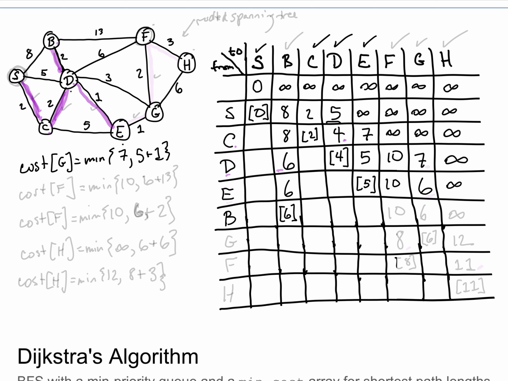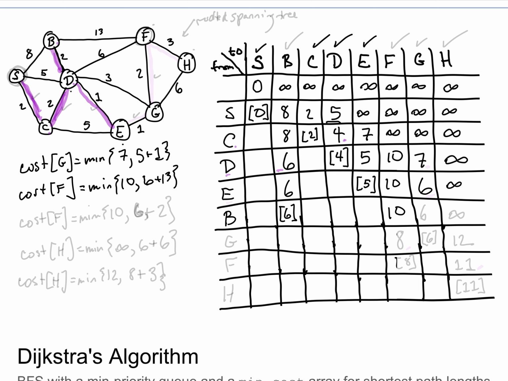Okay, we'll now process B. Let's look at each of its unvisited neighbors. The only unvisited neighbor that B has is F, so the cost of F is the minimum of F's previous cost, which was 10, and the cost up to B so far, which was 6, plus the weight of the edge from B to F, which is 13. So we're talking about the minimum of 10 and 19, which is 10. So the cost of F is not going to change.